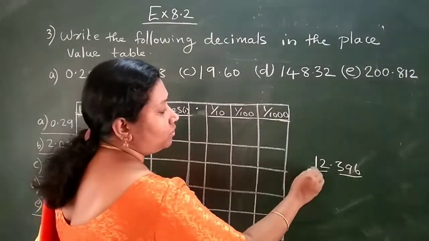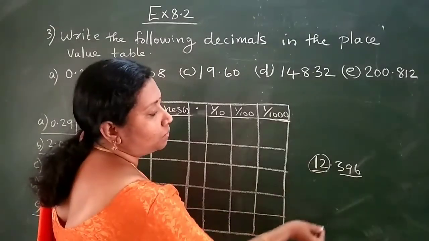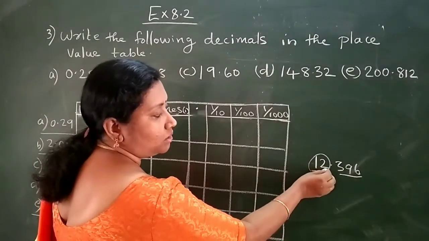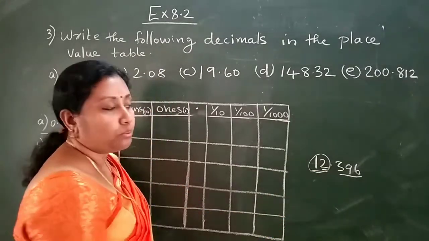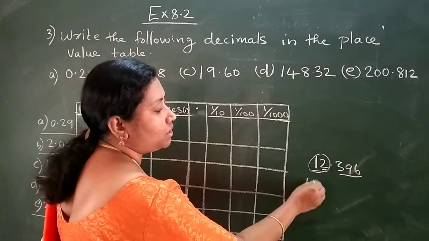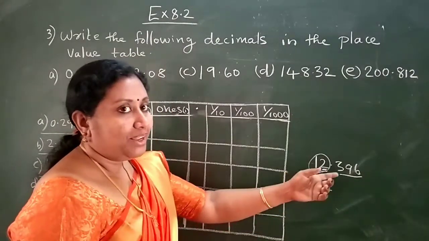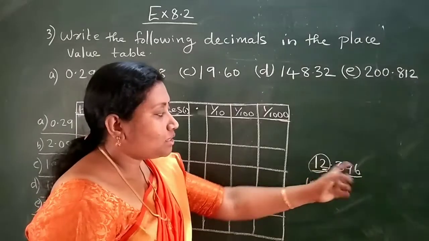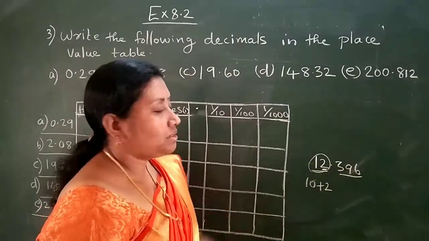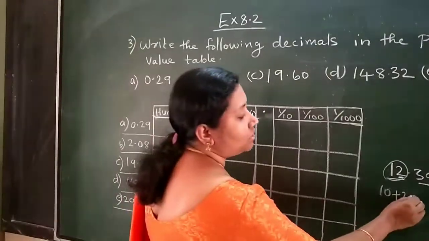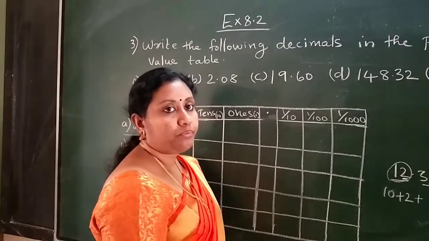Here, you know the place values of the whole number part. Here only 2 digits are there. So, this number is the ones place number. This is the tens place number. So, the expanded form of this number is 10 plus 2. But in the decimal part, how many digits are there? 3 digits are there. And you know which is the first place value of the decimal part.